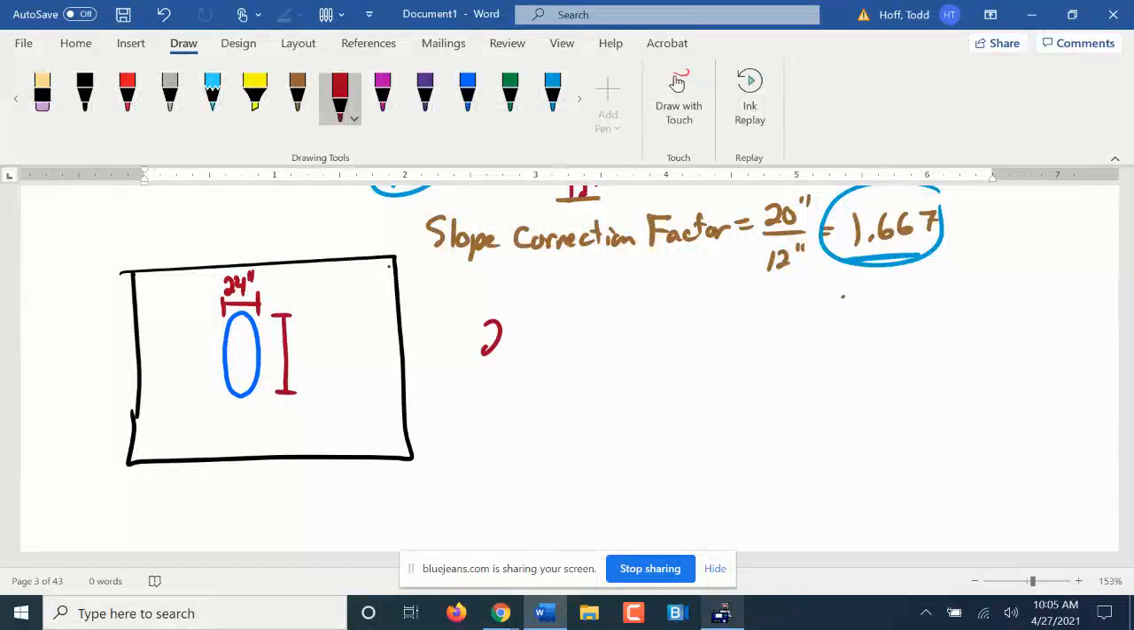Well, it's the same thing. I'm going to take my 24 inches, which would be the width of that chimney on a flat surface, times that slope correction factor. The 24 inches times 1.667 is 40 inches. So when I mark that out, I'll go 40 inches this direction and cut that hole out. So it gets stretched out down the surface. That slope correction factor is a very handy tool for us.